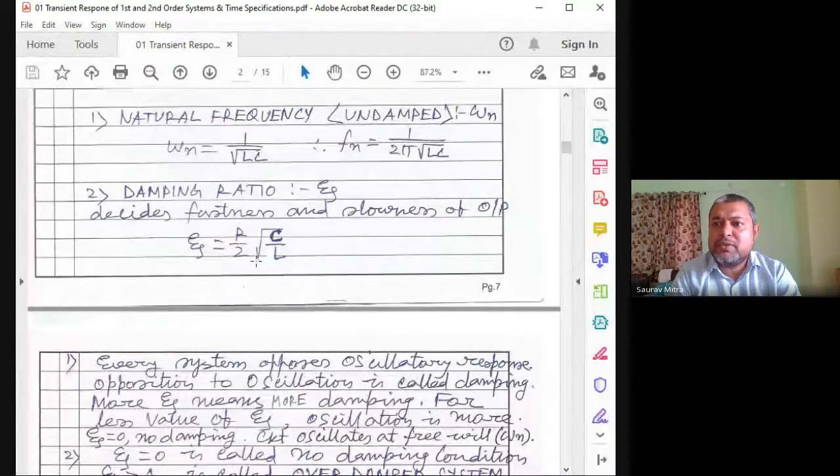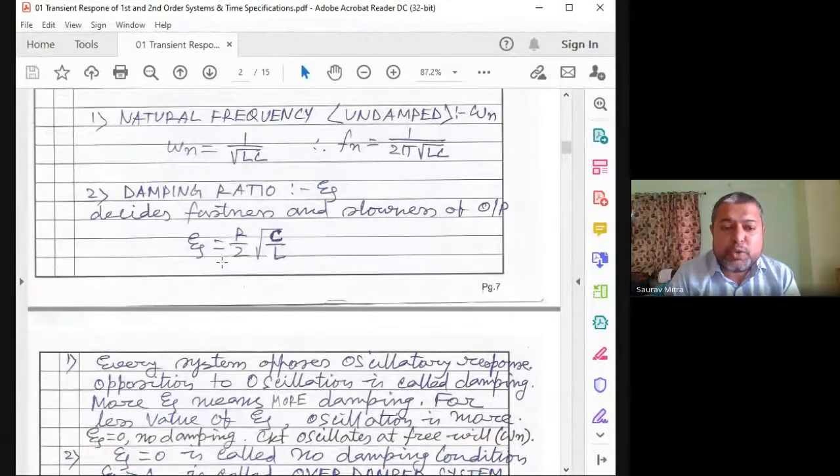First case, keep R is equal to 0. You are going to get zeta is equal to 0. That is the most unstable response. What we get is two complex conjugate poles which are on the j omega axis, and we find a sustained oscillation or sinusoidal waveform.